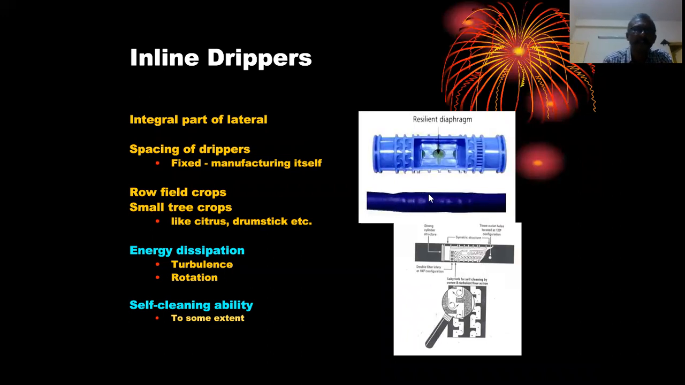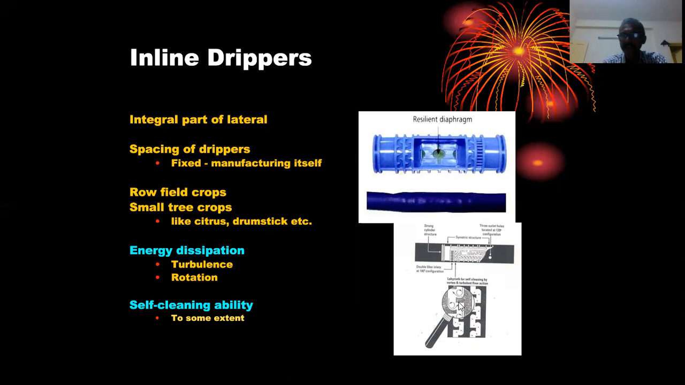These kinds of inline laterals are very much used for row field crops and small tree crops like citrus and drumstick, and the like. Even nowadays, these inline laterals are used for tree crops also, because of their advantages over online drippers. In these kinds of drippers, this is the flow passage. This is a cut section.